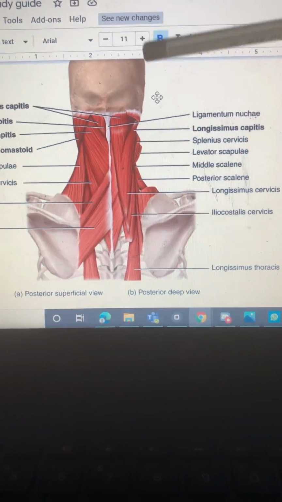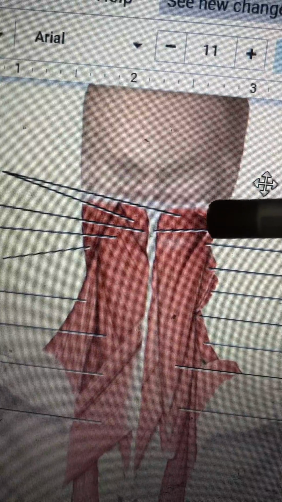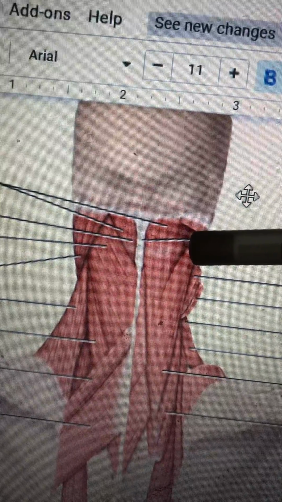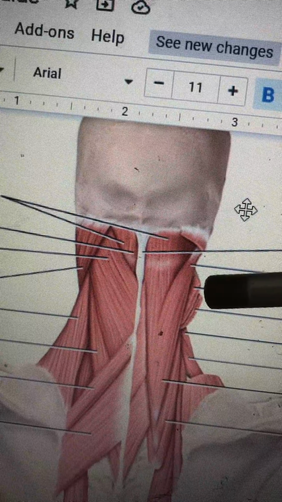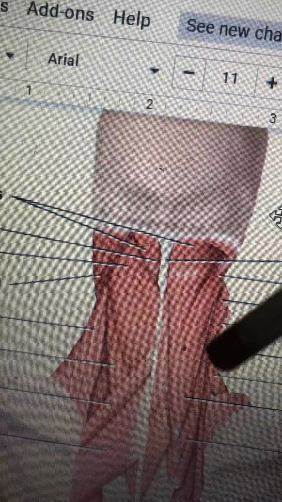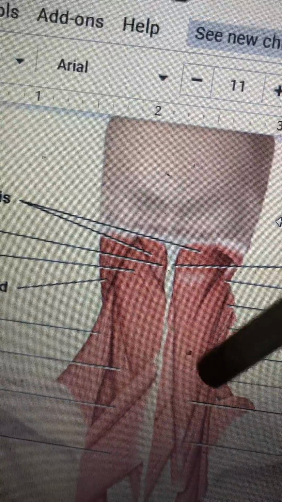So these muscles over here, there's a few of them. You have two here. You have the splenius cervicis and the levator scapulae. So the longissimus capitis, splenius cervicis, levator scapulae. This here is the middle scalene and then the posterior scalene. So they're very close to each other, middle and posterior scalene.